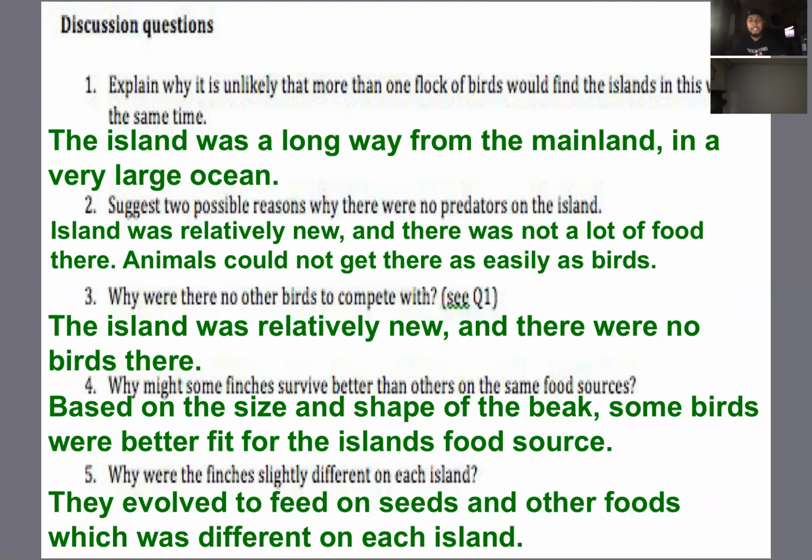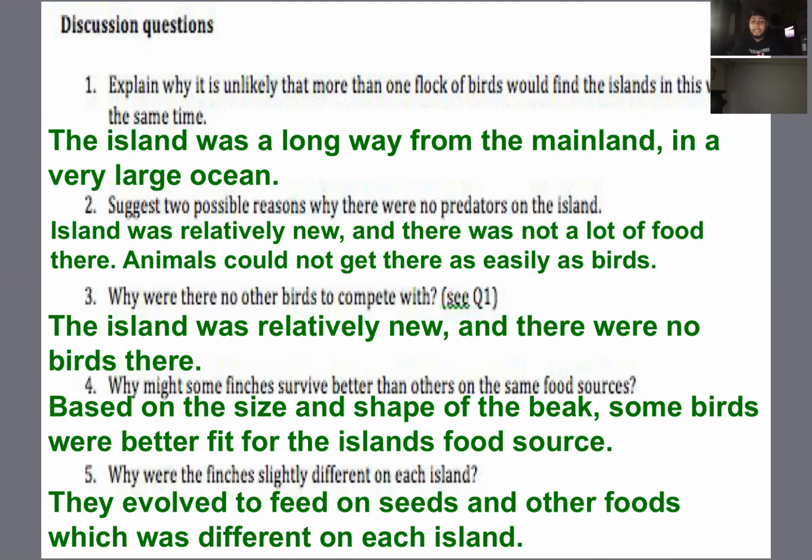Suggest two possible reasons why there were no predators on the island. Well, the island was new, right? So it didn't have a chance to be inhabited by predators. And there was not a lot of food there, but the birds were able to get the food that they needed in order to survive. Why were there no other birds to compete with? See question 1. Again, the island was new, so there were no other birds to compete with, just one flock, right?